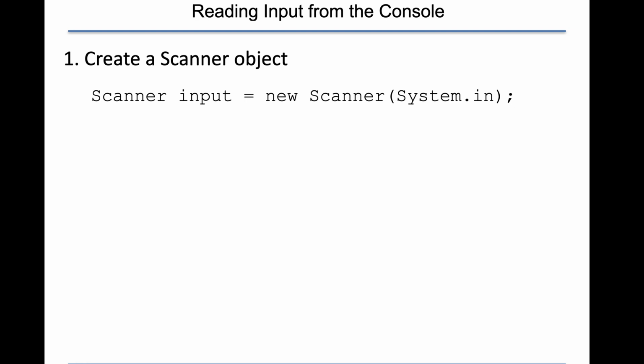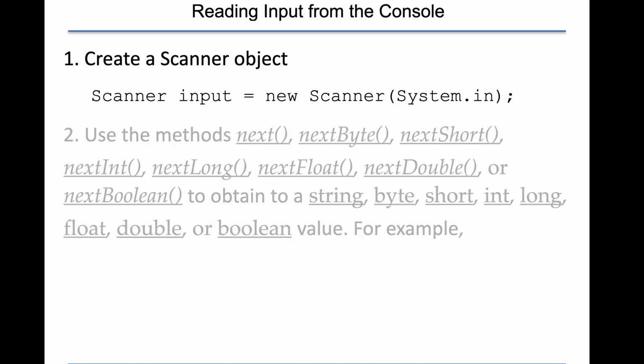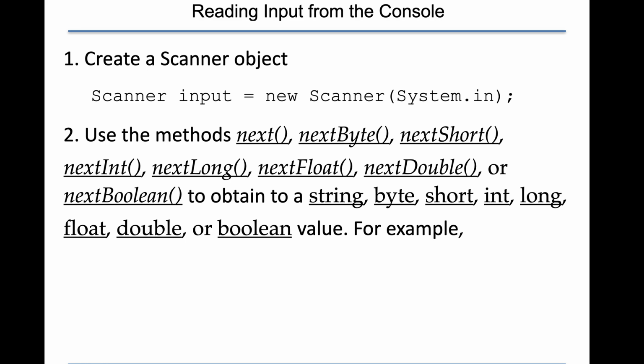When we have this door, now is the time to actually take input from it. We use these methods: next, nextByte, nextShort, nextInt, nextLong, nextFloat, nextDouble, or nextBoolean to obtain variables of string, byte, short, int, long, float, double, or boolean value.